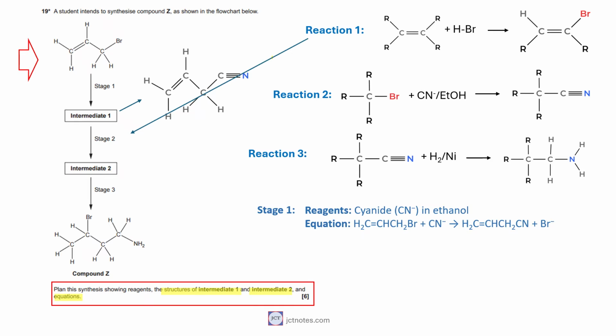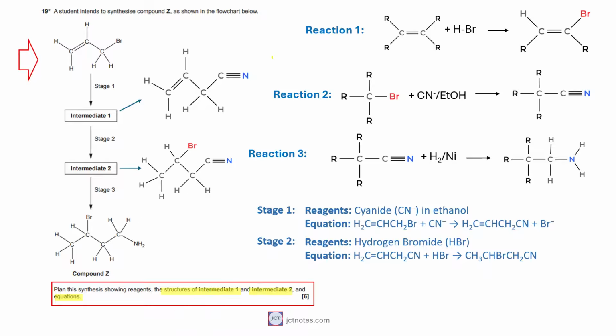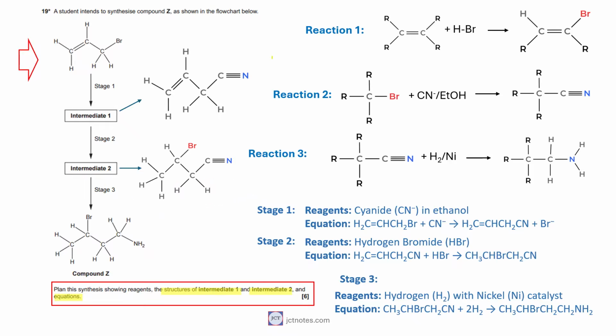In stage 2, the reagent is hydrogen bromide and the reaction is the but-3-enenitrile reacting with hydrogen bromide to produce 3-bromobutanenitrile, that is the intermediate 2. Finally, we are left with reaction 3. Then, in stage 3 we use this reaction. The reagents are hydrogen with nickel catalyst and the equation is 3-bromobutanenitrile with hydrogen to produce 4-bromobutan-1-amine.